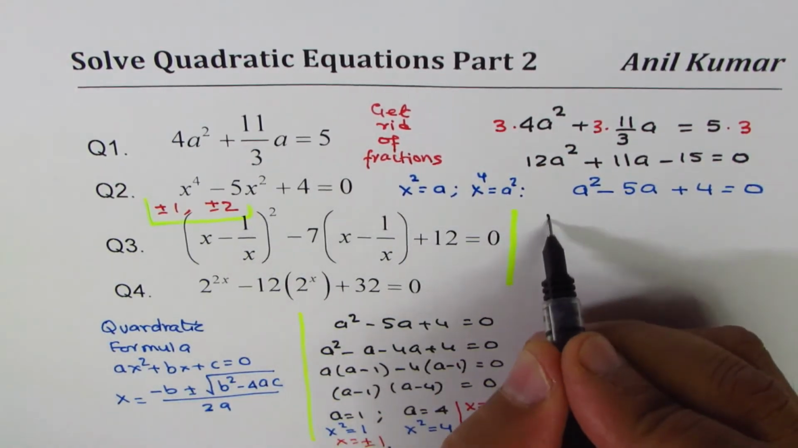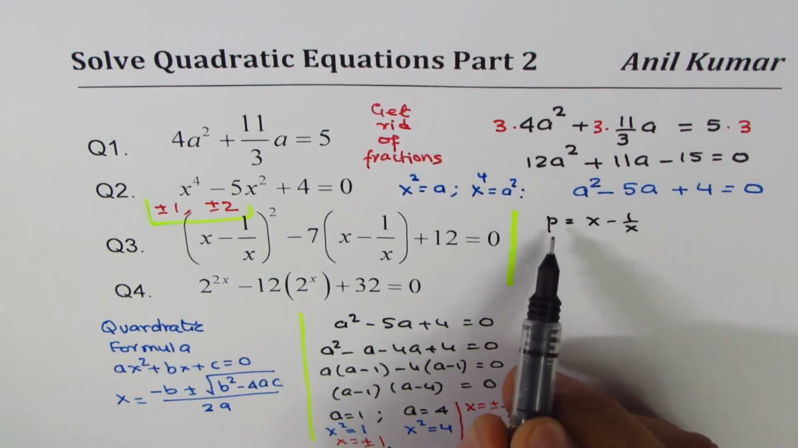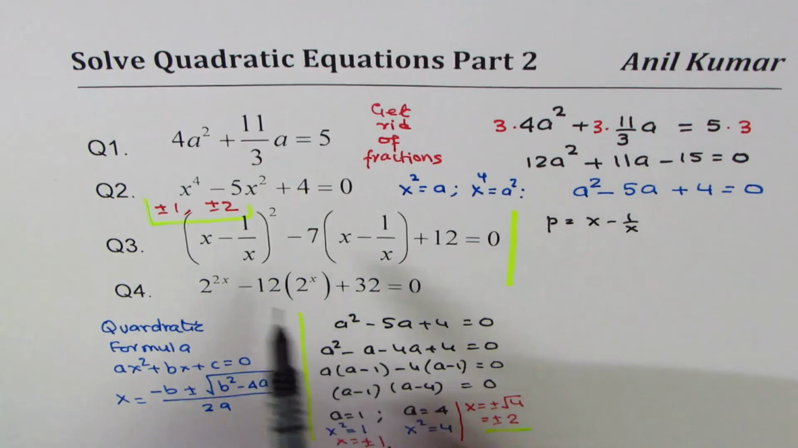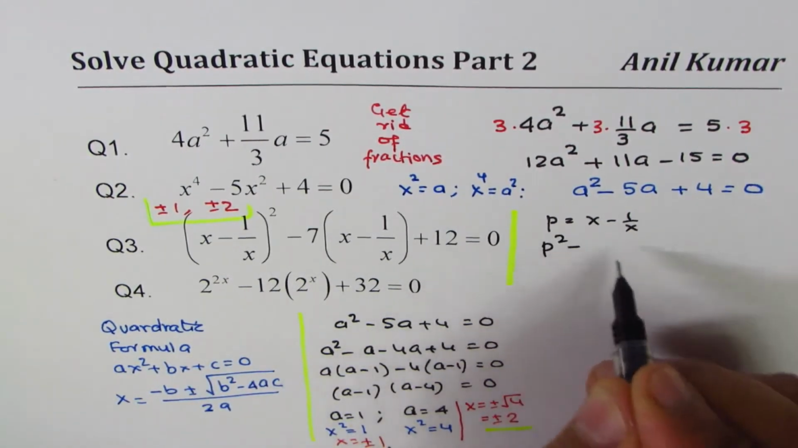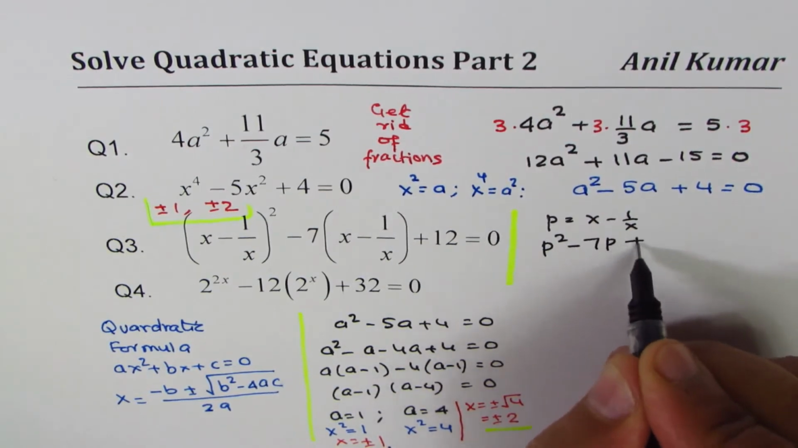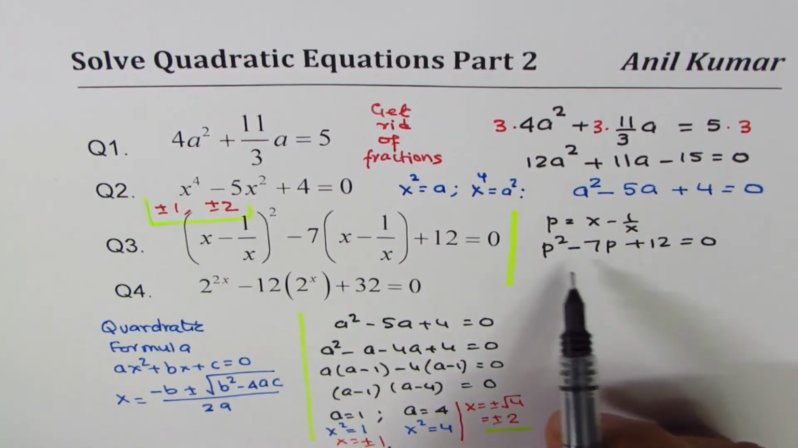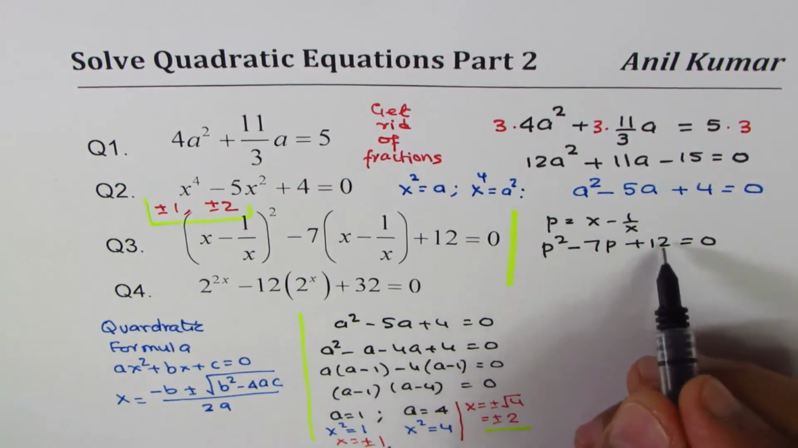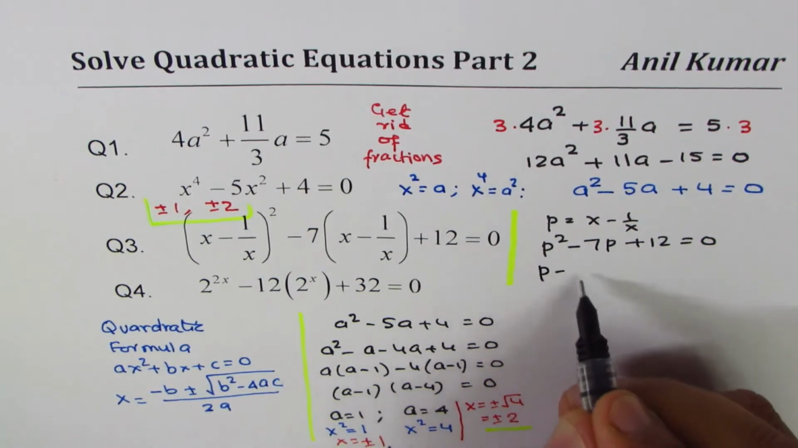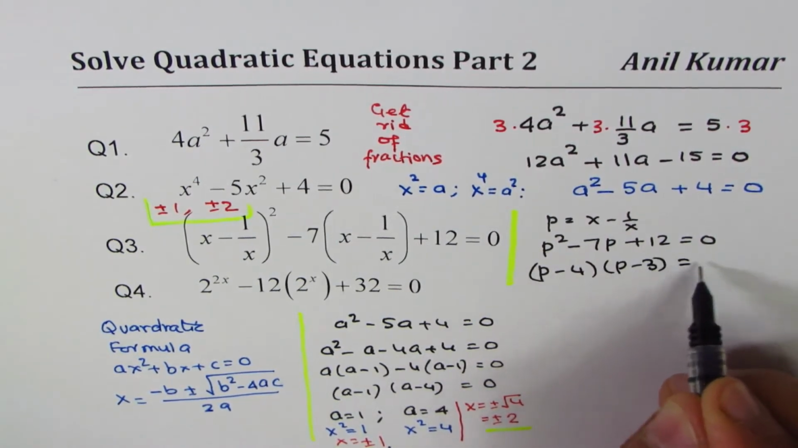So let's say p is equals to x minus 1 over x. As soon as I do this substitution, I can rewrite question number 3 as p squared minus 7p plus 12 equals to 0. Do you see that? Now, you can factor this. We're looking for 2 numbers whose product is 12, sum is minus 7. They are 4 and 3, right? So you could write this as (p minus 4) times (p minus 3) equals to 0.